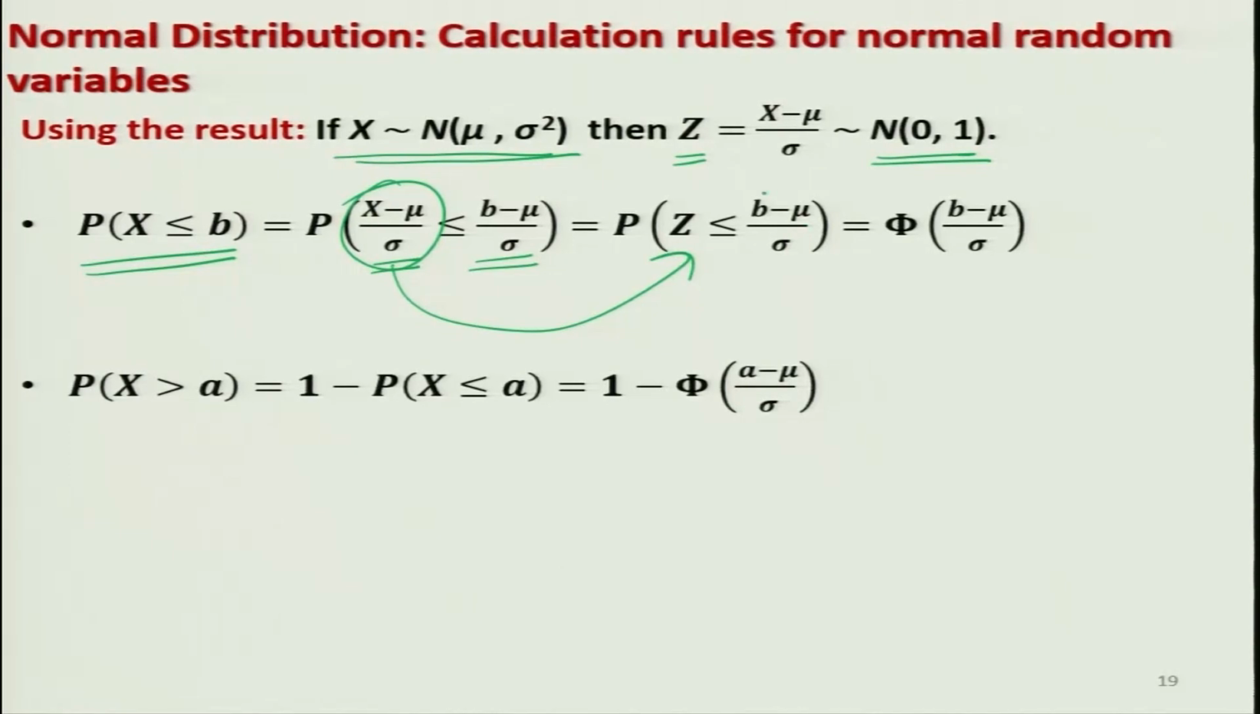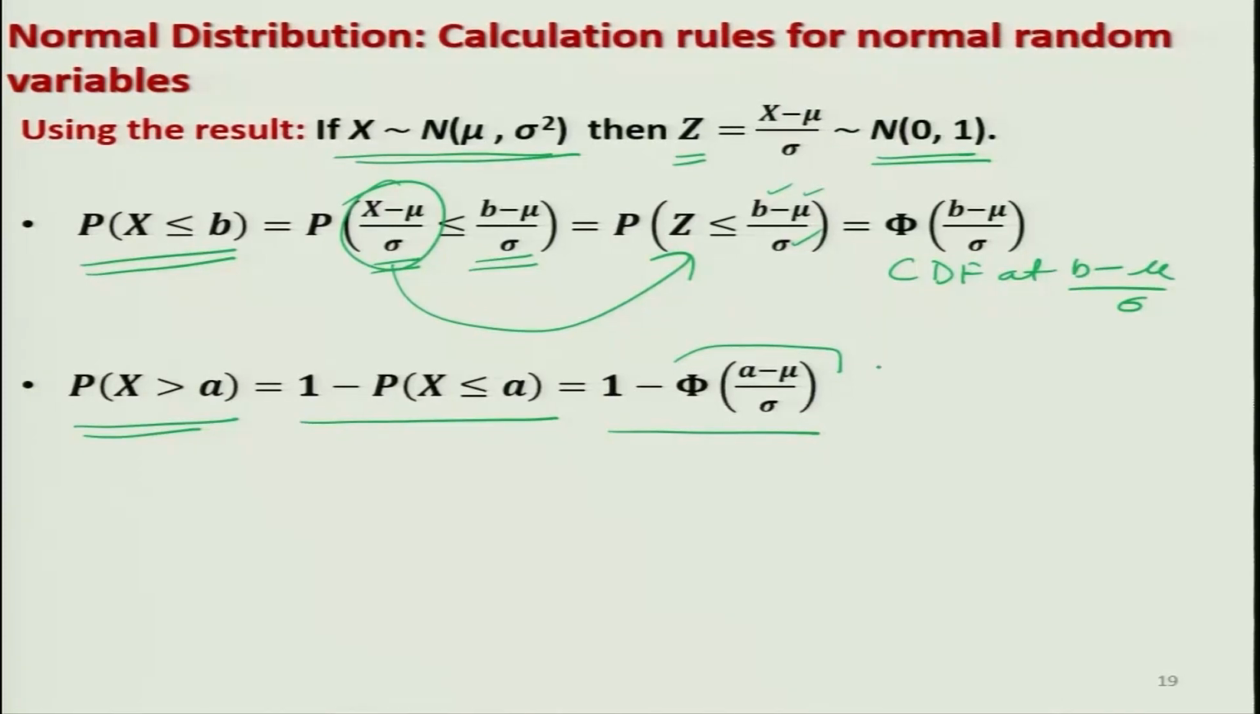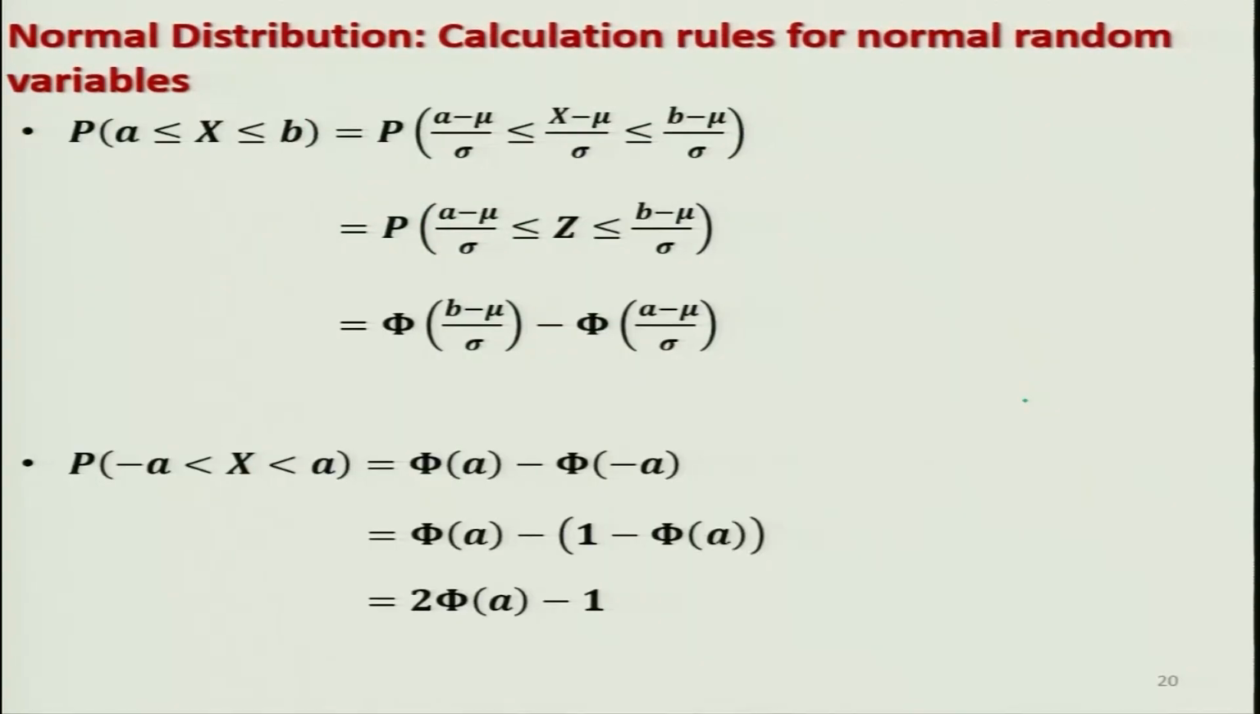So, if you know the values of b, mu and sigma, then you can compute the CDF at b minus mu upon sigma from the table or from the R software. Similarly, if you want to compute the probability that x is greater than a, this is 1 minus the probability of x less than or equal to a. Now, following exactly the same lines, I can write 1 minus phi of a minus mu upon sigma, which is the CDF at a minus mu upon sigma. So, you can see these rules are going to help you a lot.